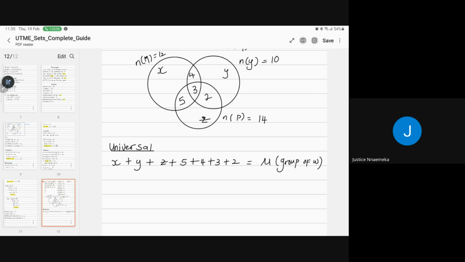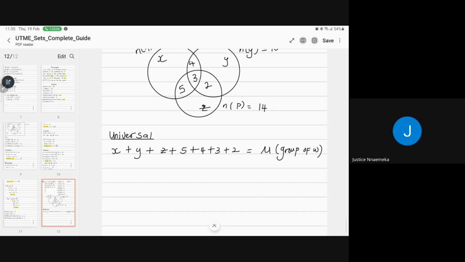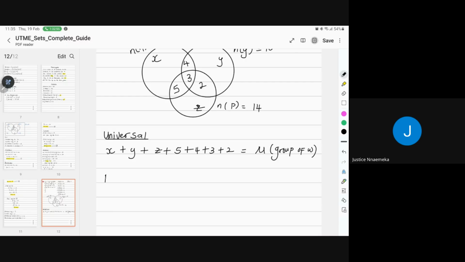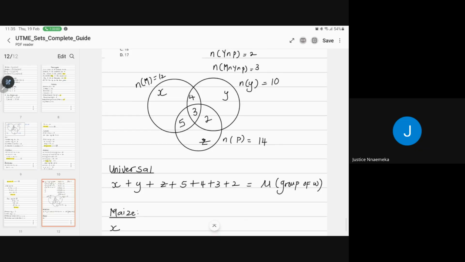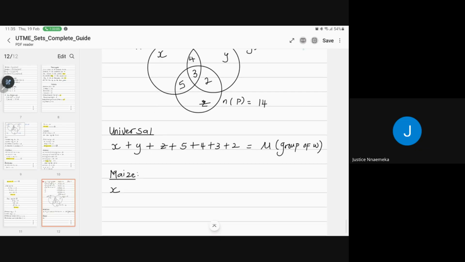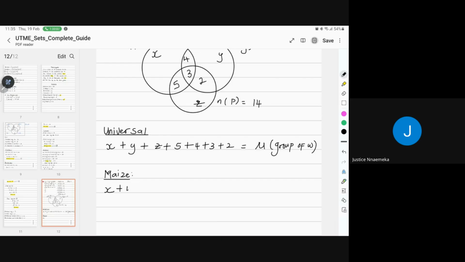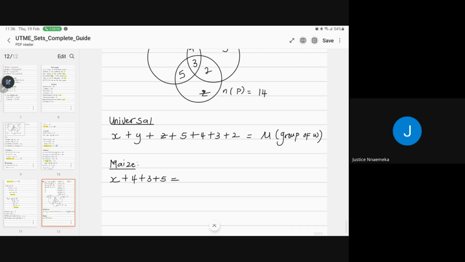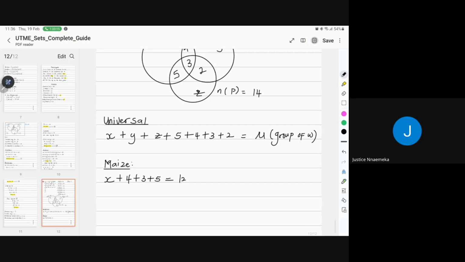Doing that, for maize I have X. Observe that circle for maize: you have X, 4, 3, and 5. So I have X plus 4 plus 3 plus 5 is equal to the number working with maize, which is 12. 4 plus 3 is what?